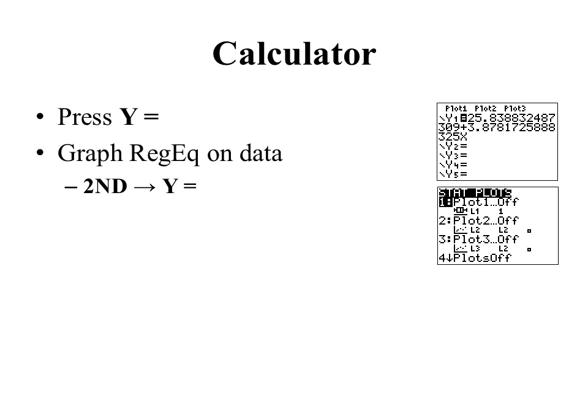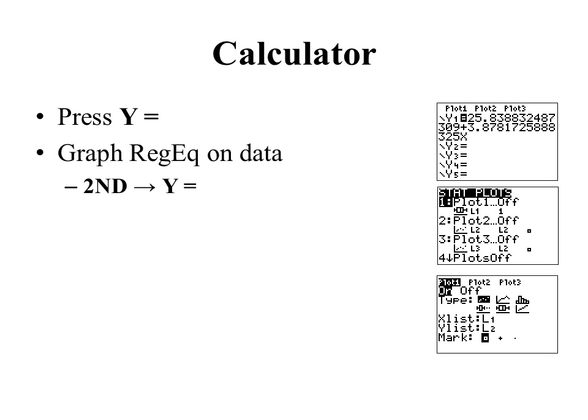The first thing we need to do is set up our statistical plot. If you hit 2nd and then the Y= key, that'll get us to the stat plot editor. We'll choose one of these plots to set up. I'll choose Plot 1. We want to make sure Plot 1 is turned on. We're going to choose the first type for our scatter plot. Choose our X list and our Y list, and then whatever mark you want.